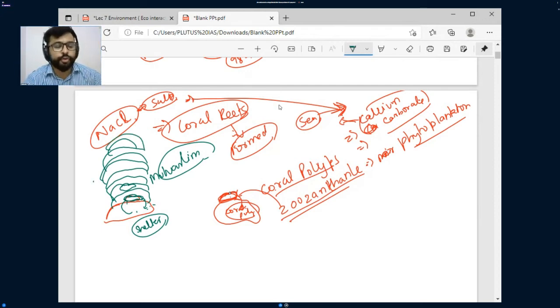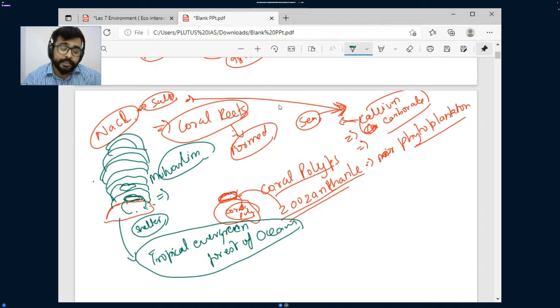However, due to human interference, this cycle has also been disturbed. They are nothing but tropical evergreen forests of the oceans. In layman's language, it is called the evergreen forest of the oceans. Why so? Because these are the regions where you will get maximum biodiversity. यहाँ पर आपको बहुत ज्यादा बायोडाइवर्सिटी मिलेगी.